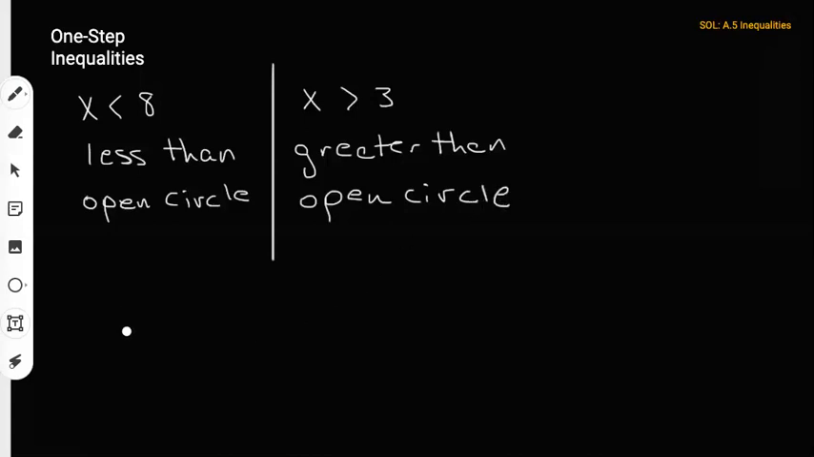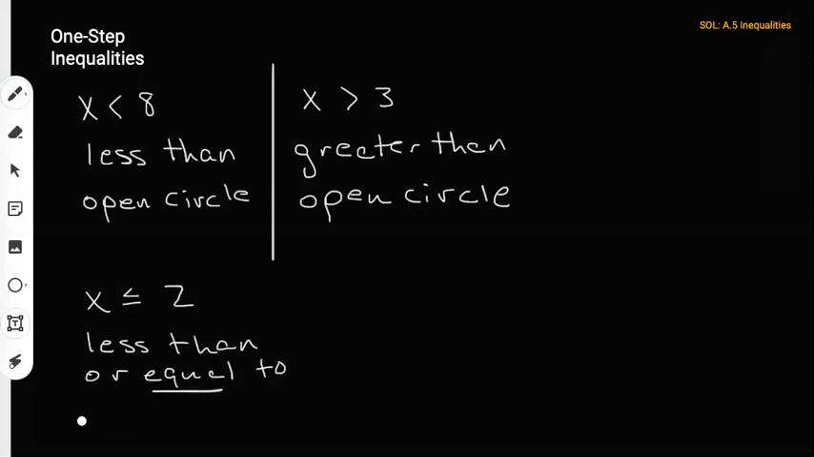Now let's talk about less than or equal to. X is less than or equal to 2. This is going to be the less than or equal to symbol. Notice that x can be less than 2, or it could actually be equal to 2. So this is two different situations in one. Notice that the less than symbol has a straight line under it. That gives it that equal to. Whenever you graph these on a number line, you're going to use a closed dot, or a closed circle.